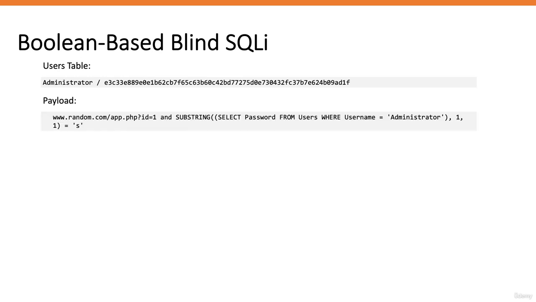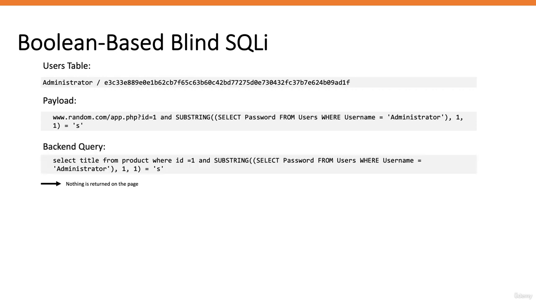And so the way I'm going to do that is by using this payload over here, which generates this query over here. I'll use the substring function. And what that function does is it extracts some characters from a string. So the first parameter that it takes is the string that you want to extract from. The second parameter that it takes is the start position for the extraction. And the third parameter that it takes is the number of characters to extract.